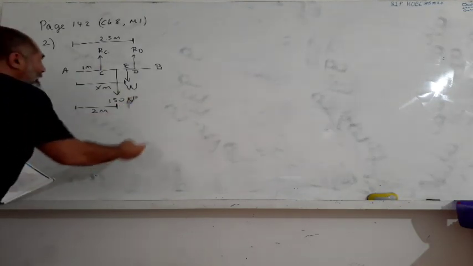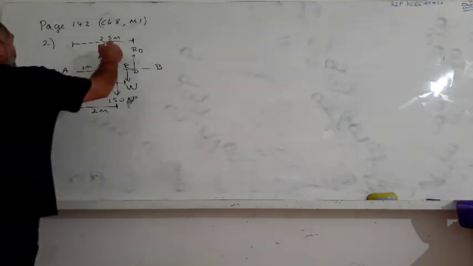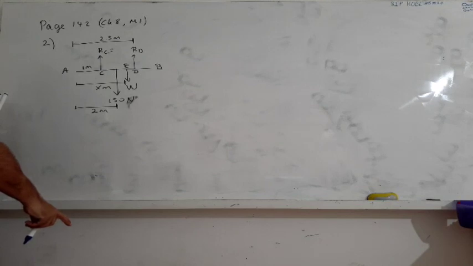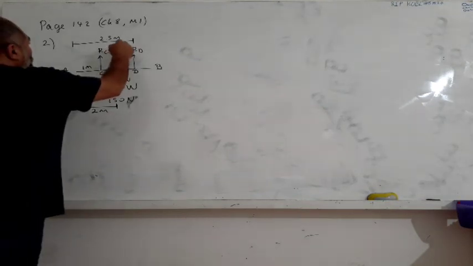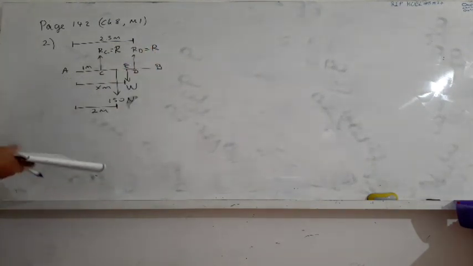The rod remains in equilibrium, and the magnitude of the reaction at C is equal to the magnitude of the reaction at D. Let's call them R, because they are equal in magnitude.